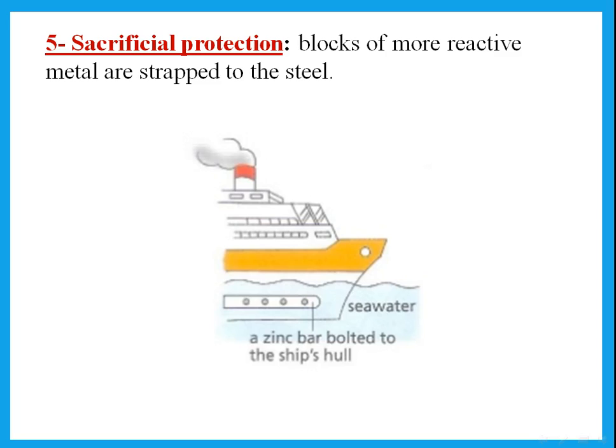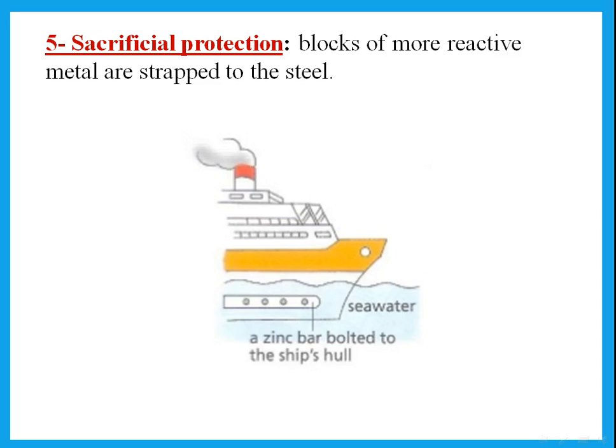Now, sacrificial protection is basically the same idea, but instead of covering with a layer of zinc, I just attach a block of a more reactive metal to the steel or to the iron. For example, in ships, the ship is made of iron. I don't want the ship to corrode, so I just put a zinc bar, attach it to the side of the ship.